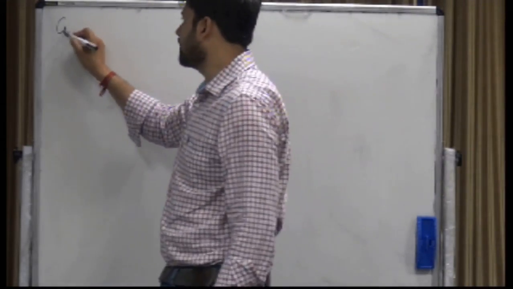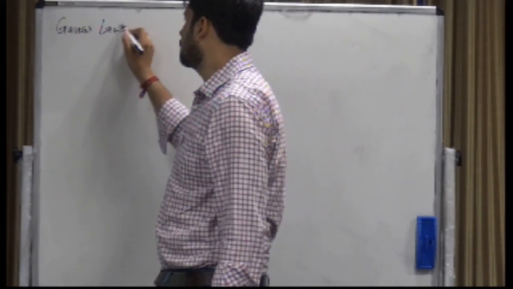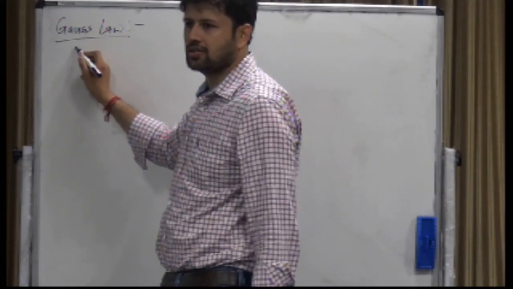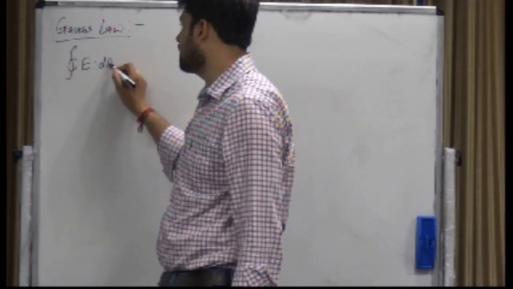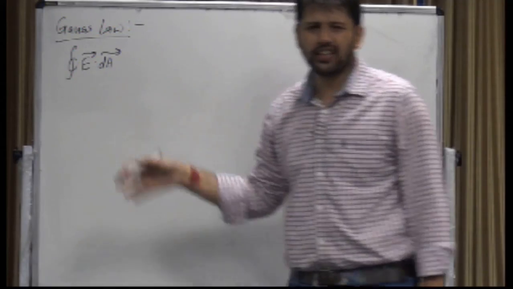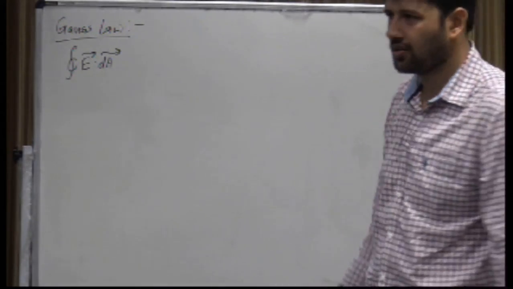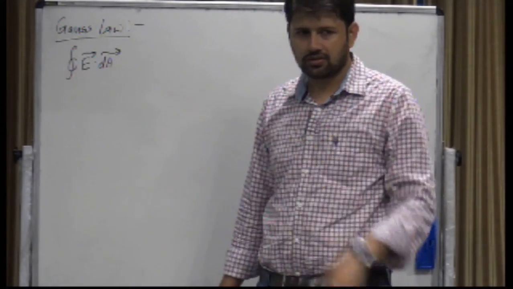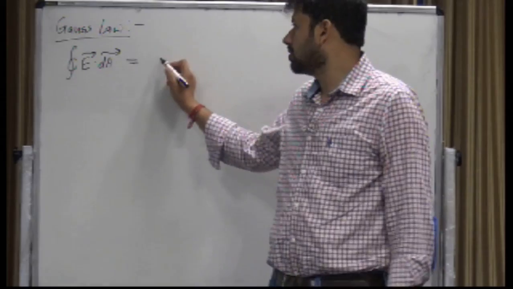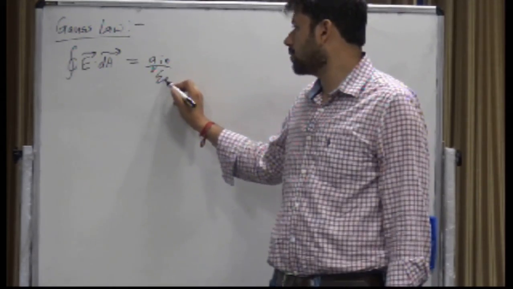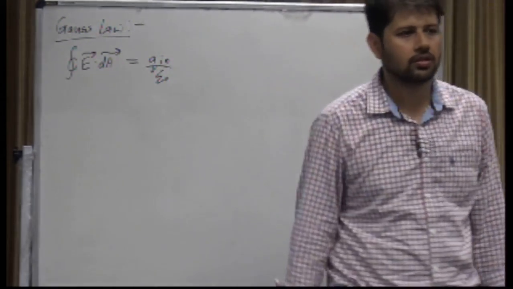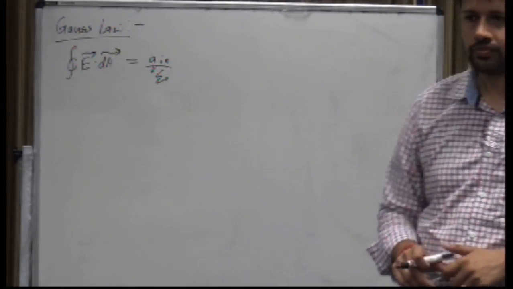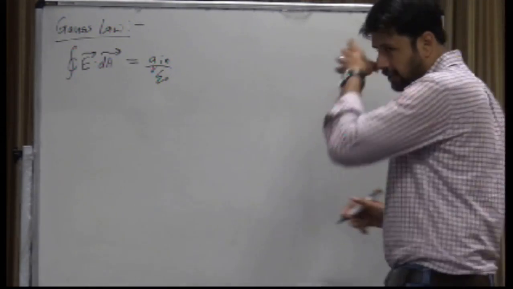So now let's discuss Gauss law. It states that flux through a closed surface, I use E dot dA, you can use E dot ds, it doesn't matter. Area vector can be represented by dA vector as well as ds vector. It is equal to charge inside by epsilon naught. This is what it says.